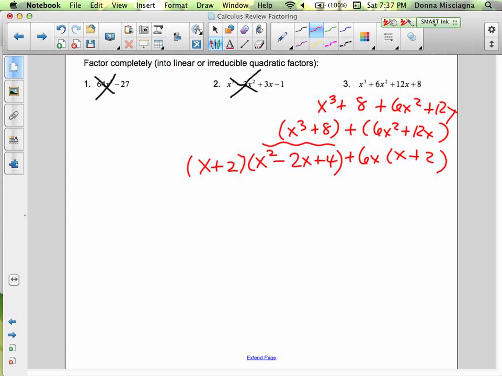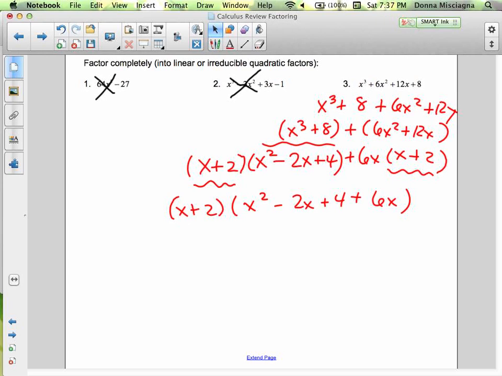So we have a repeating x plus 2. We can factor that out. We're left with x squared minus 2x plus 4 plus the 6x. I'm just going to combine them right away. If we factor out an x plus 2, we're going to be left with this plus this. All right, so now let's combine like terms.